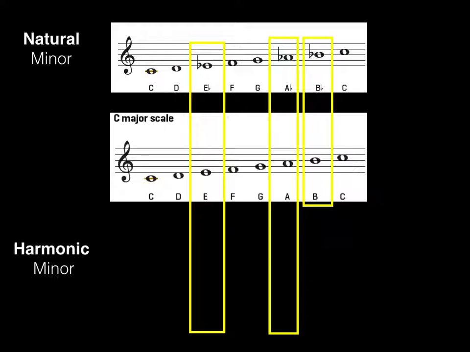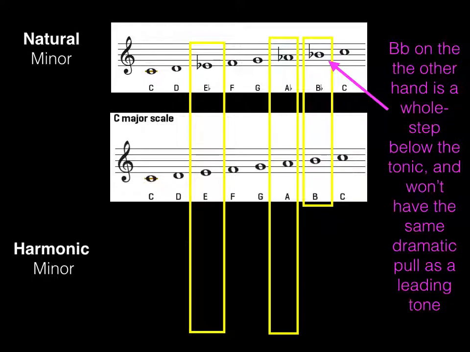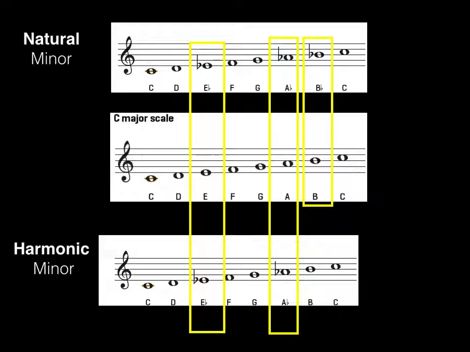If we look at the natural minor and compare it to the major scale, scale degree 3 is lower in the minor scale, scale degree 6 is lower, and so is scale degree 7. Now B, in the major scale, is a half step under the tonic, or what we've been calling the leading tone because it leads so strongly up to the tonic. B flat, on the other hand, is a whole step below the tonic, and it won't have the same dramatic pull as the leading tone does. So harmonic minor uses the leading tone. So you would have C, D, E flat, F, G, A flat, and then B natural.